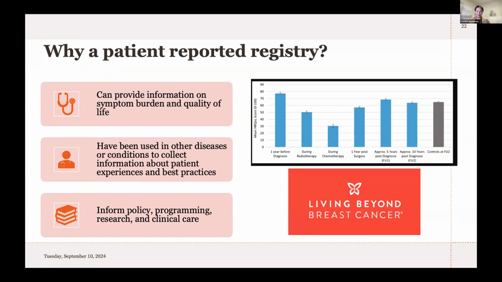So why the patient-reported registry? We've shared a little bit of that information already, but the patient-reported registry can provide information on symptom burden and quality of life, and similar registries have been used in other conditions to collect information about patient experiences and best practices. And then these data can help inform things like policy, programming, research, and clinical care. So they're a great way to collect a relatively large amount of data in a relatively short amount of time from the community.